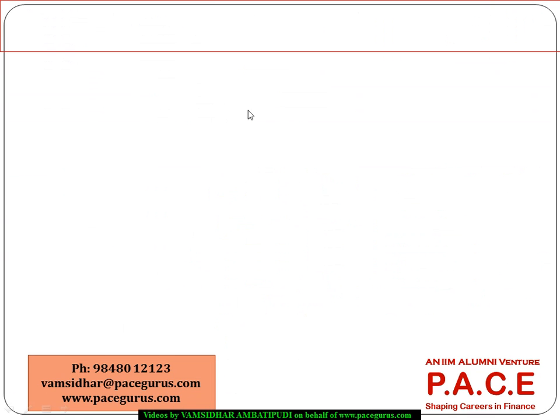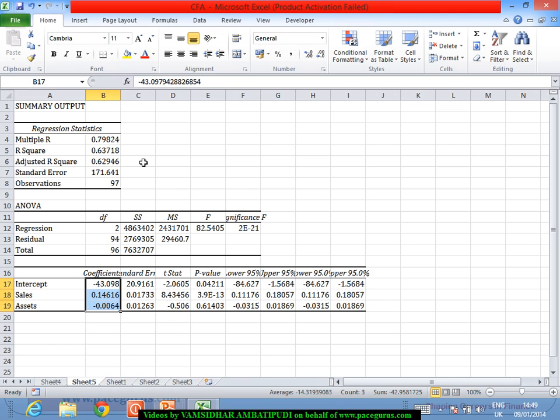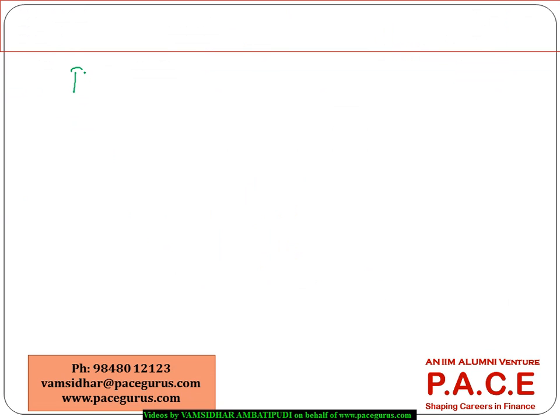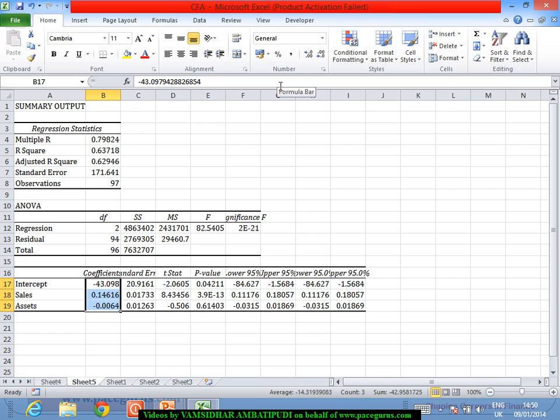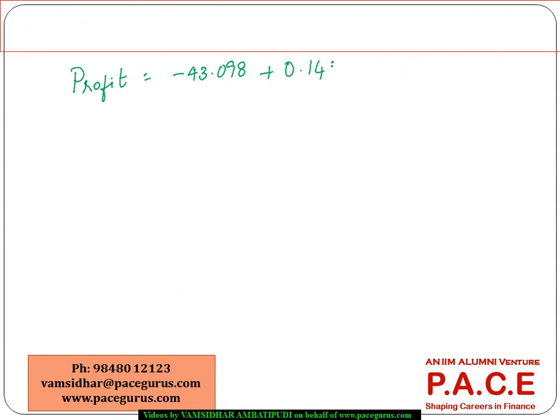If I have to write the regression formula for this particular model, then profit is equal to minus 43.098 plus 0.14616 times sales minus 0.0064 times the assets. This is the formula that has come out.